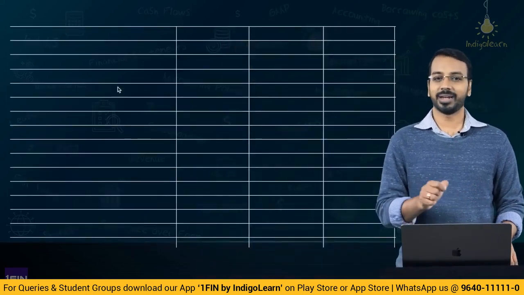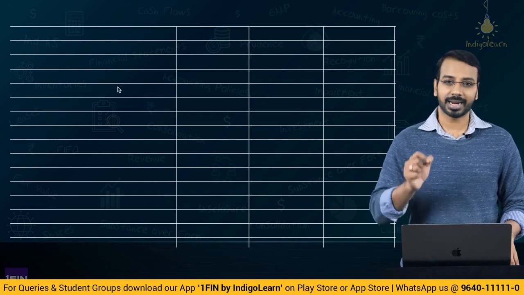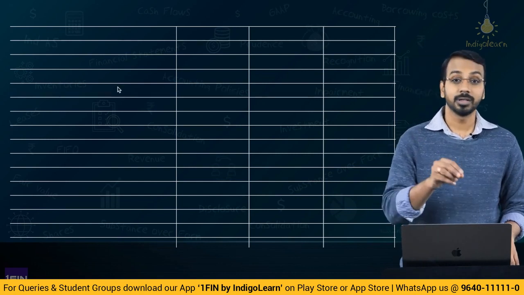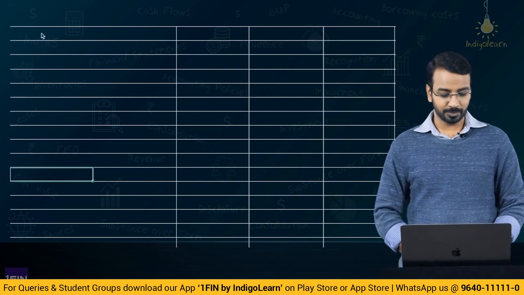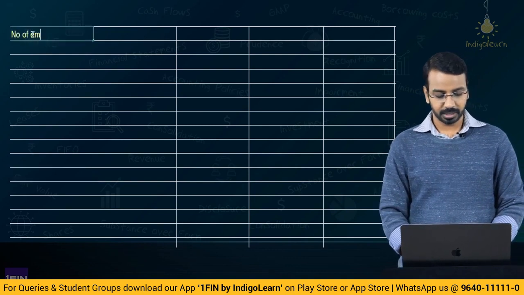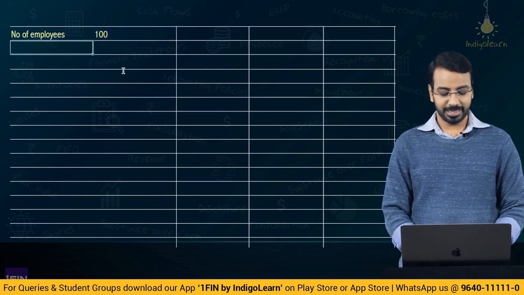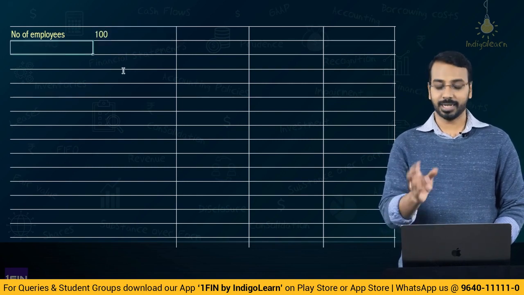Let's now take an example and understand a cash settled transaction. Here we are talking about a payment based on the share price. Say for example we have a number of employees, 100 as standard, and each employee is entitled to, let us say, 10 shares.